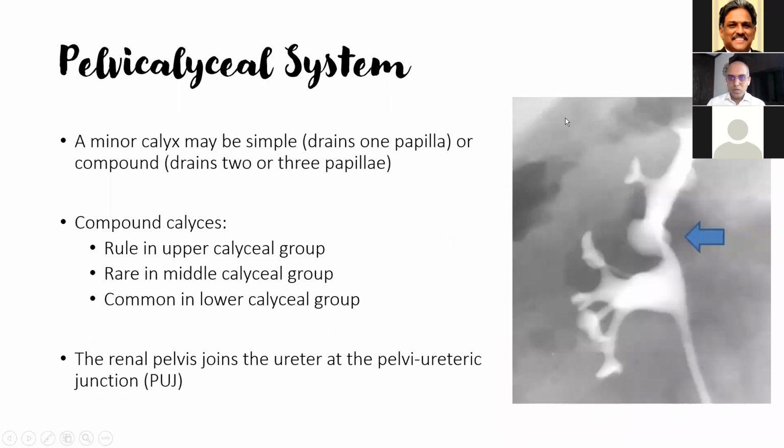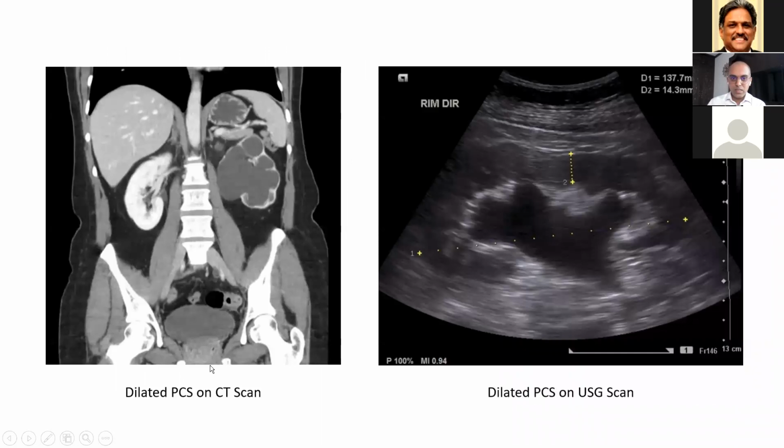But one more interesting fact is that the minor calyx can either be simple, meaning it drains only one papilla, or compound, where it drains 2 or 3 papillae. Compound calyces are the rule in the upper calyceal group, meaning they are almost always present in the upper calyx. They are rare in the middle calyceal group, and common in the lower calyceal group. The renal pelvis then joins the ureter at the pelviureteric junction.